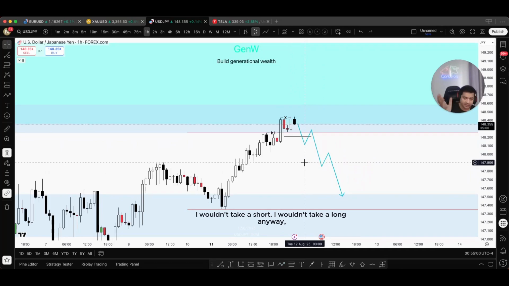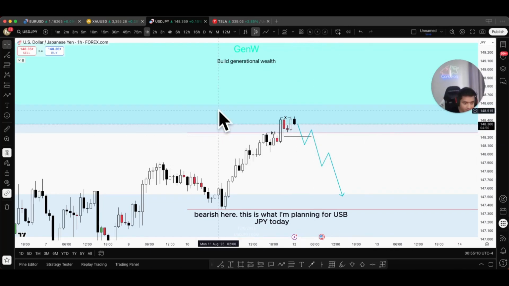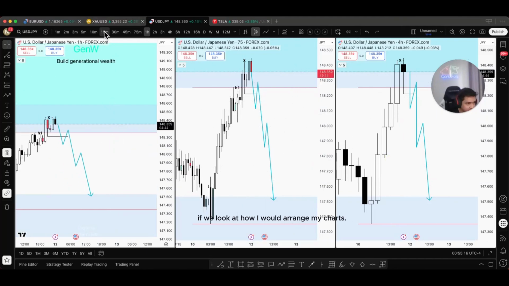I would want an H1 shift. I wouldn't take a long anyway, because we are reacting from a bearish weekly FVG. And I wouldn't take a short until H1 shifts bearish here. This is what I'm planning for USDJPY today.